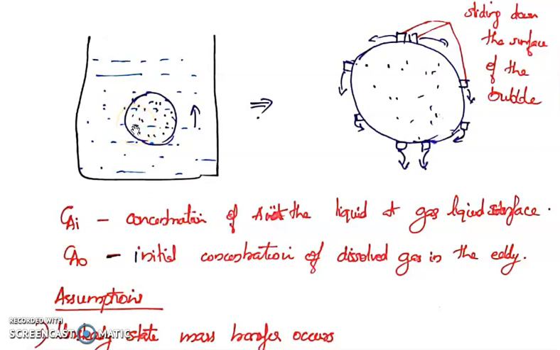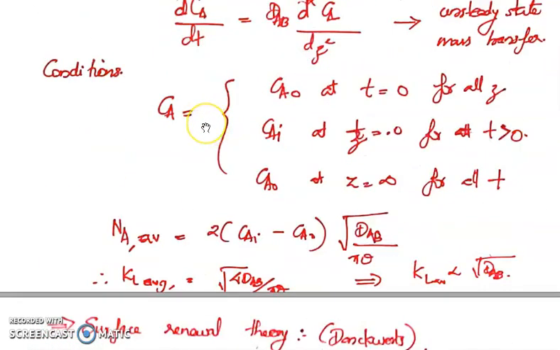So then what will be the initial concentration? Cai minus Ca0. Because that will act as a driving force, and as the bubble moves upwards the molecules of A will diffuse into the liquid. Okay, now the third condition is at Z equal to infinity, Ca is equal to Ca naught for all t.